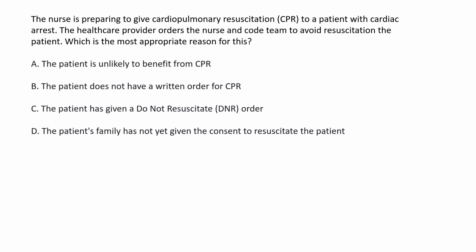The nurse is preparing to give cardiopulmonary resuscitation (CPR) to a patient with cardiac arrest. The healthcare provider orders the nurse and code team to avoid resuscitating the patient. Which is the most appropriate reason for this? A. The patient is unlikely to benefit from CPR. B. The patient does not have a written order for CPR. C. The patient has given a do not resuscitate (DNR) order. D. The patient's family has not yet given consent to resuscitate the patient.